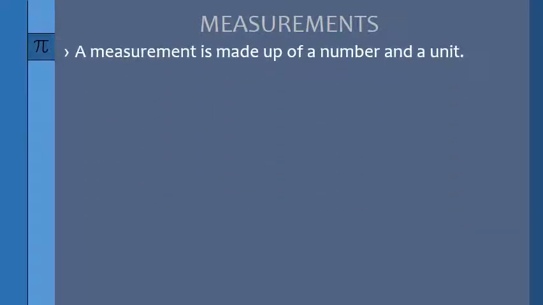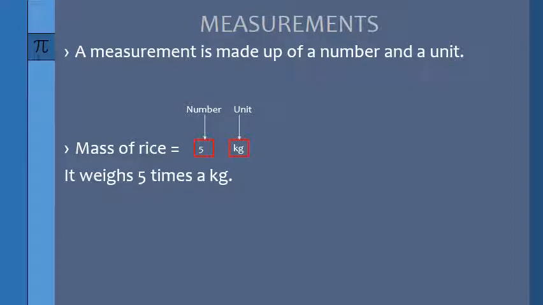Children, a measurement is made up of a number and a unit. For example, mass of rice is equal to 5 kg, where 5 is the number and kg is the unit. So we can say it weighs 5 times a kg. That is, rice weighs 5 times a kg.